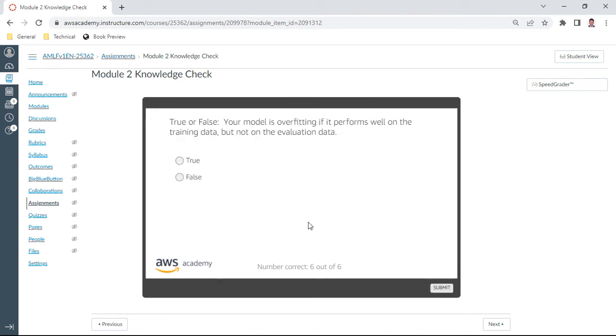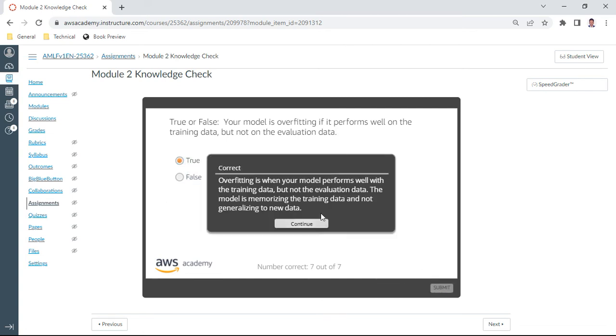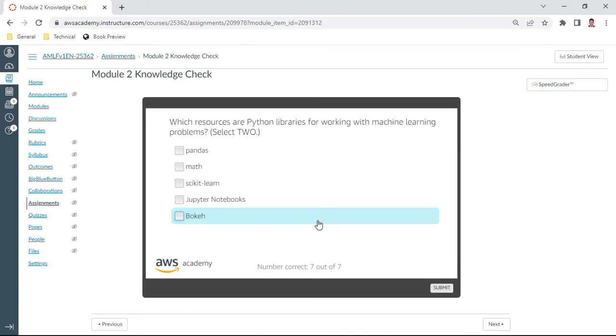The seventh one: true or false, your model is overfitting if it performs well on the training data but not on the evaluation data. So this is true. And the eighth one: which resources are Python libraries for working with machine learning problems? This is Pandas, and also C, Scikit-learn.